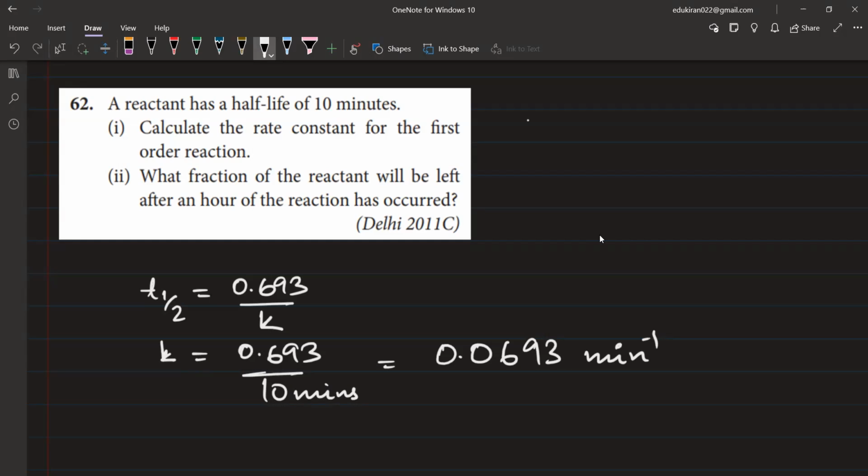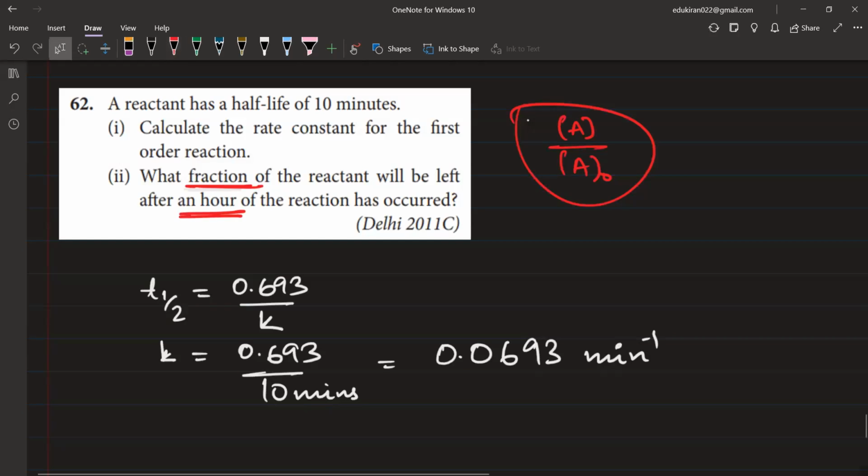Then they are saying, what fraction of reactant... please look here. What did they ask? What fraction of reactant. They have not asked the amount of reactant. What have they asked? Fraction of reactant. What does fraction mean? The final concentration divided by the initial. This is your fraction. Fraction of reactant that will be left after an hour.